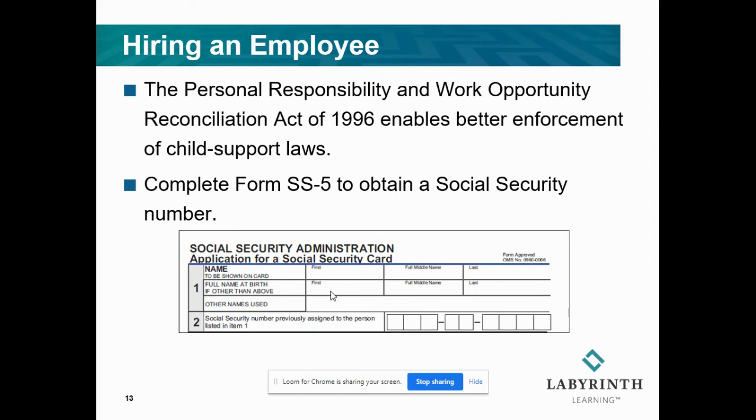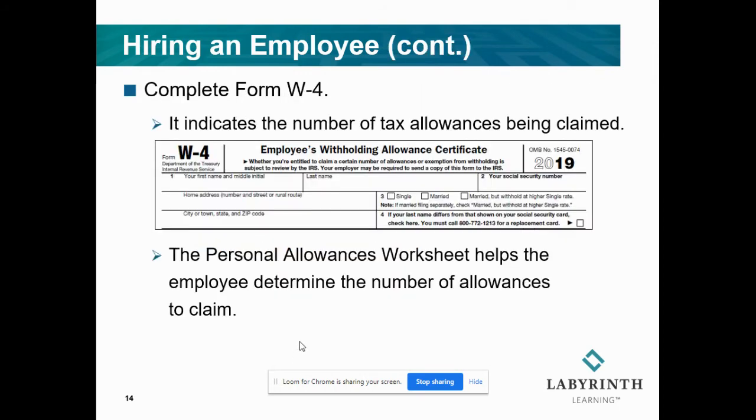SS5 is a form to obtain a Social Security number. Obviously, a Social Security number is very important to everything you sign up for, any type of form, any type of financial responsibility, driver's license, very important, obviously.